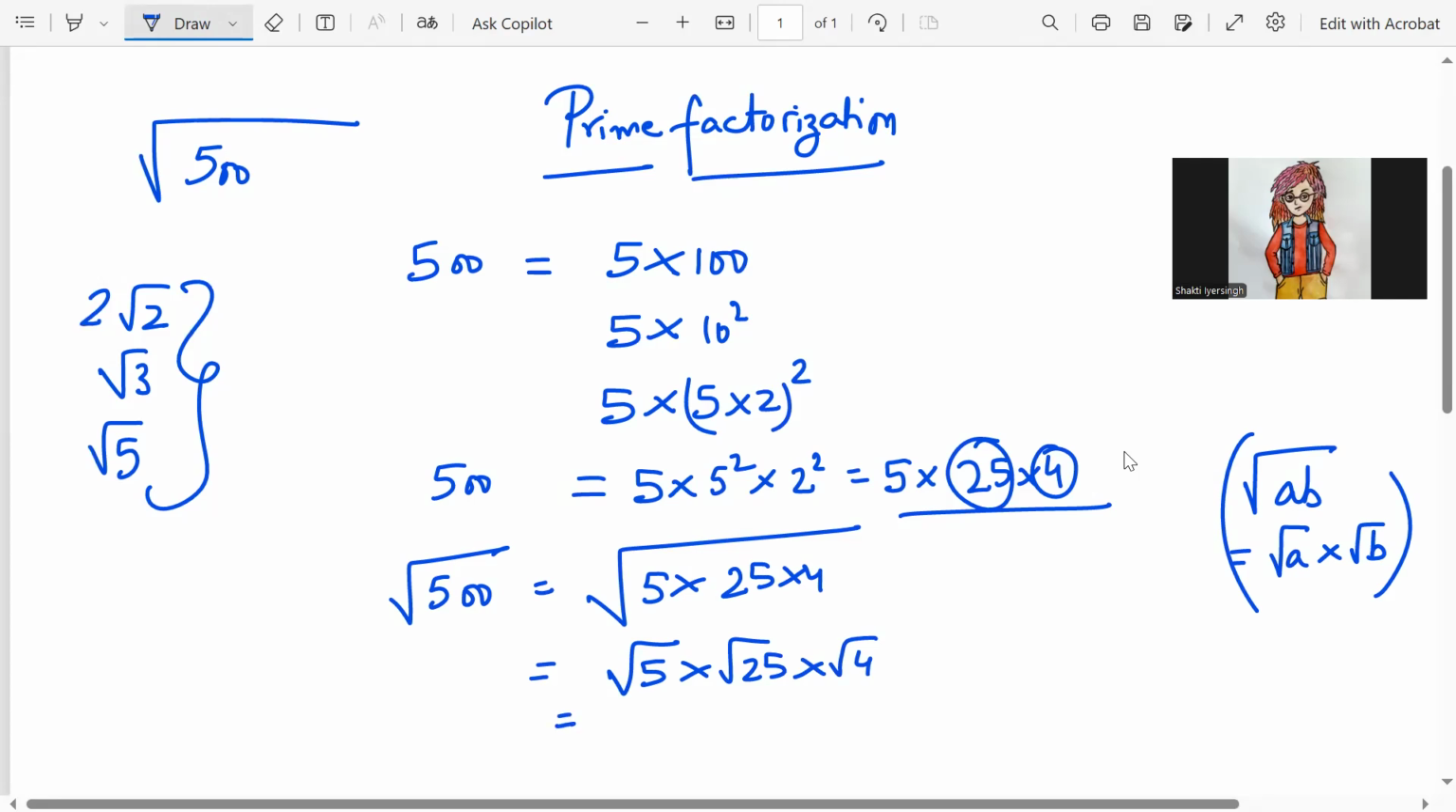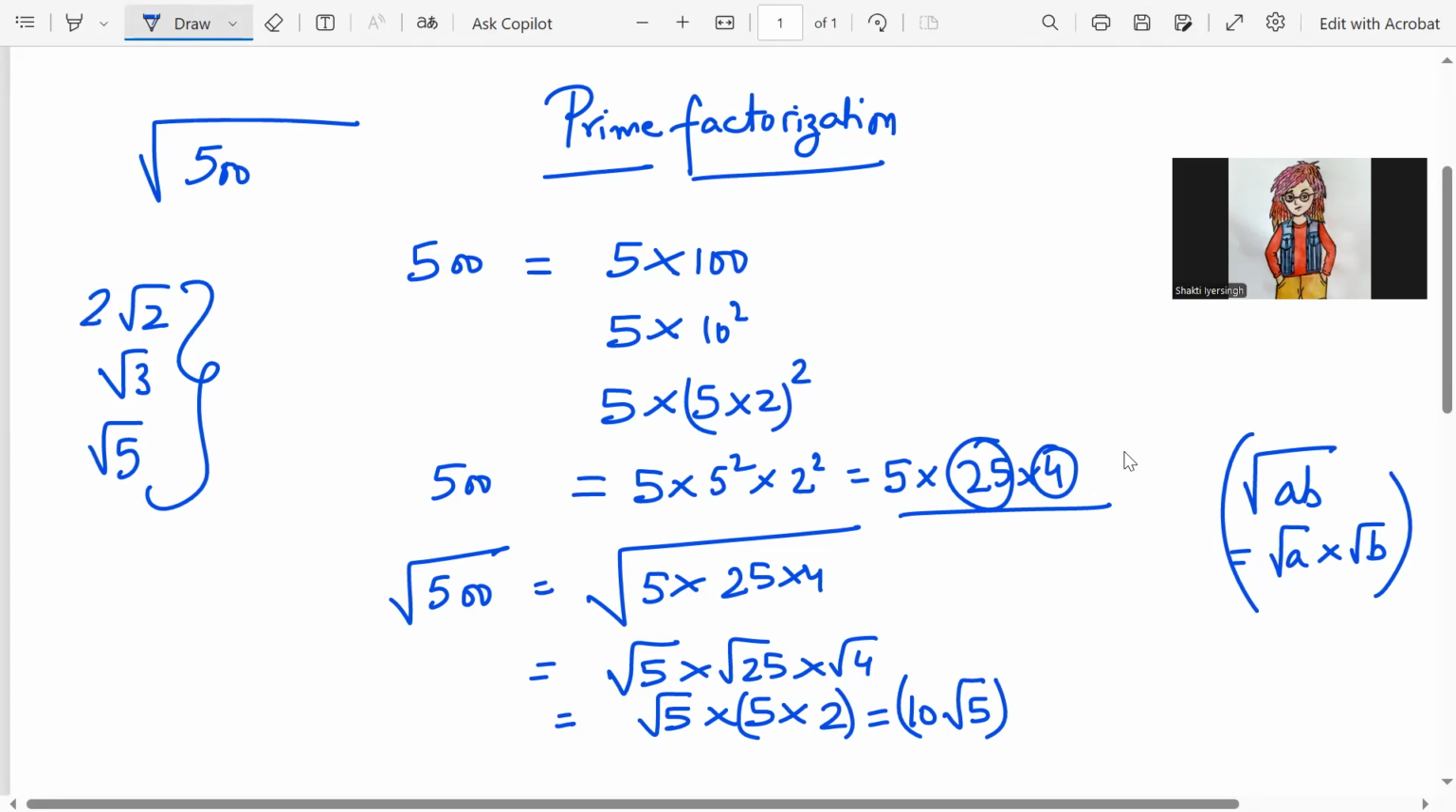And I'm going to leave root 5 as it is because I don't want to go into the decimal form. And root 25 is 5 and root 4 is 2. And I can multiply 5 times 2, it'll give me 10. 10 times root 5. And this is how we find the answer to the square root of 500.